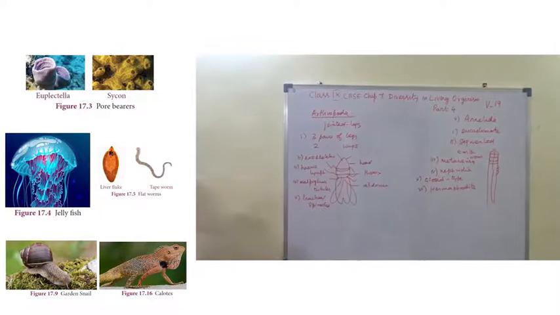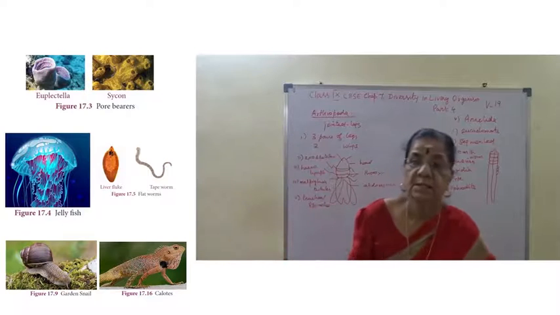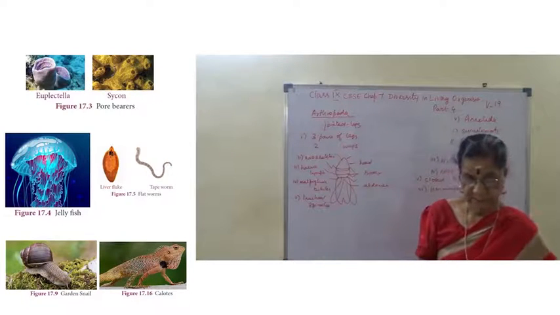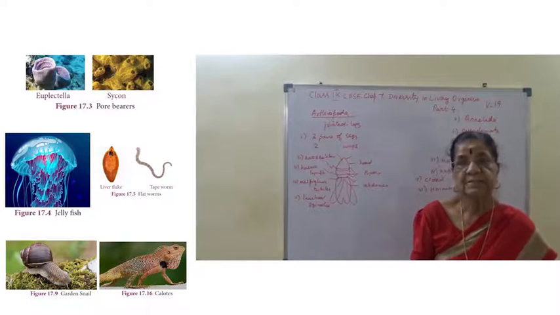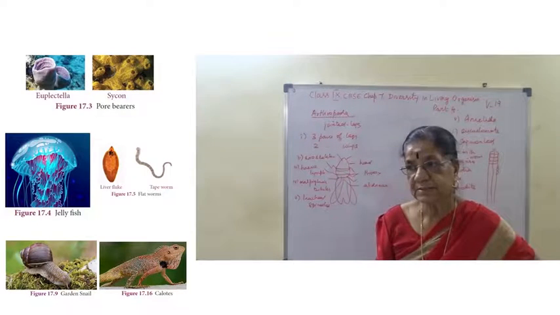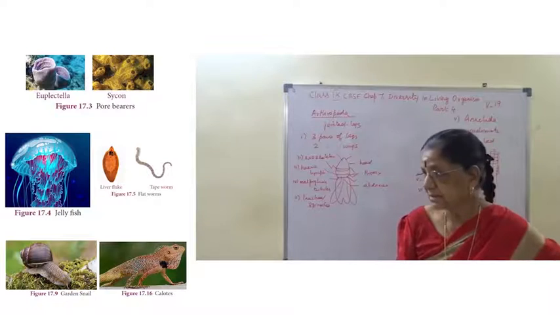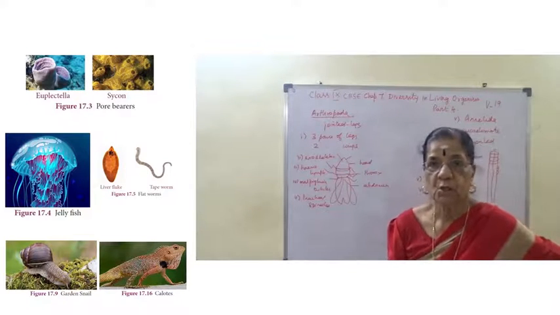Okay, so here, in reproduction, it exhibits sexual dimorphism, as male and female are separate. The male reproductive system is separate in the male cockroach and the female reproductive system is separate in the female cockroach.